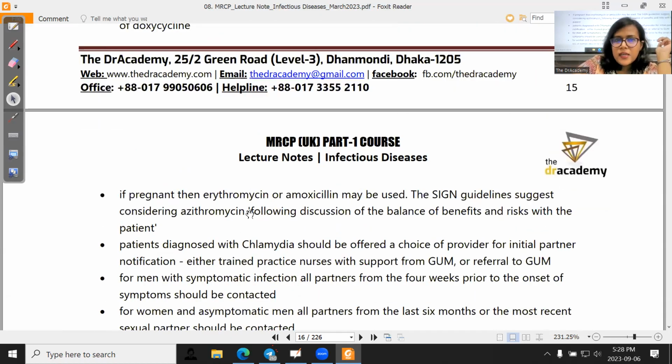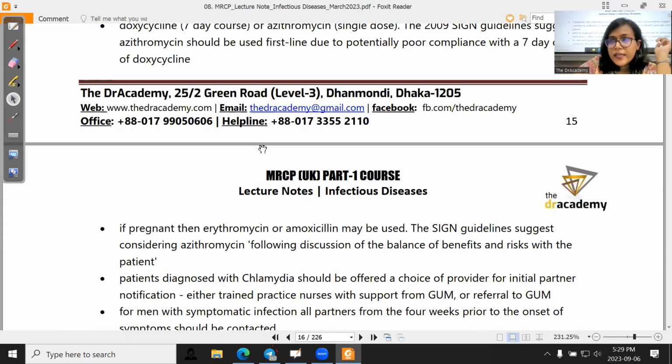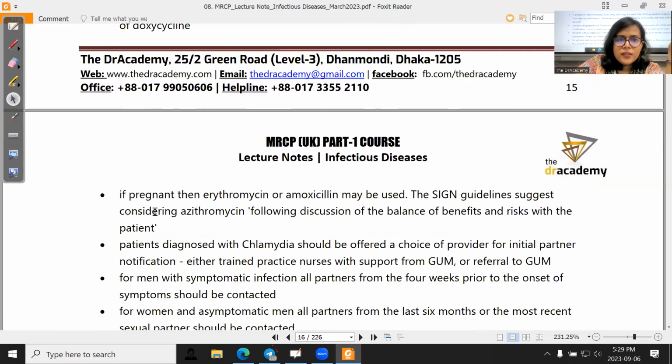If pregnant, erythromycin or amoxicillin can be used because doxycycline is contraindicated in pregnancy, okay? And azithromycin has some side effects on the fetus as well. So you can go for either erythromycin or a cell wall acting agent, amoxicillin here. And considering azithromycin during pregnancy, it's a specialist decision, okay, not yours.